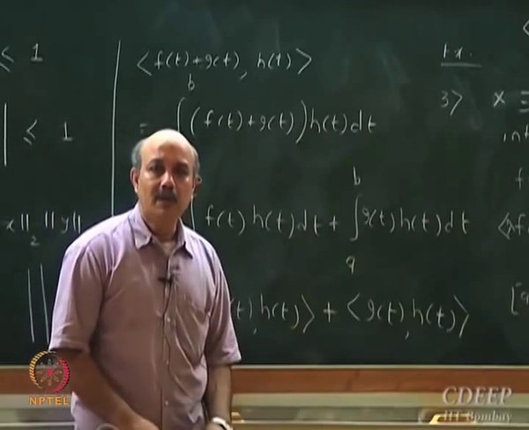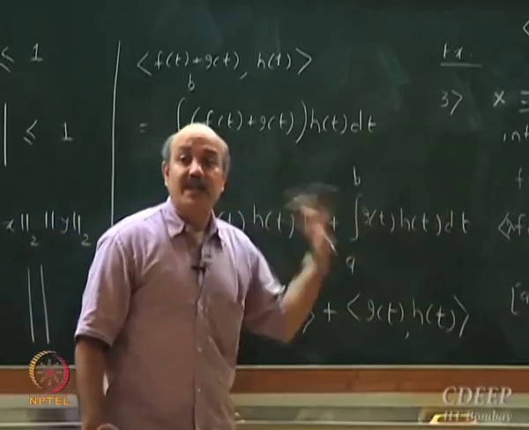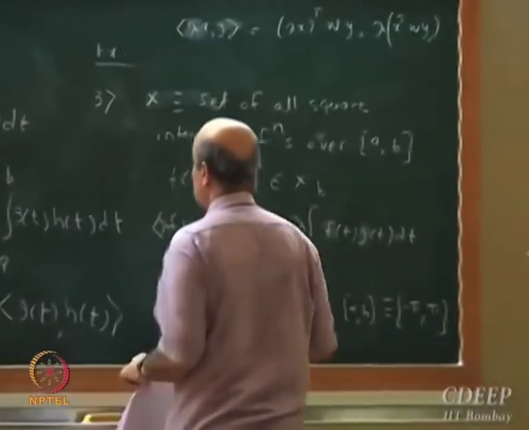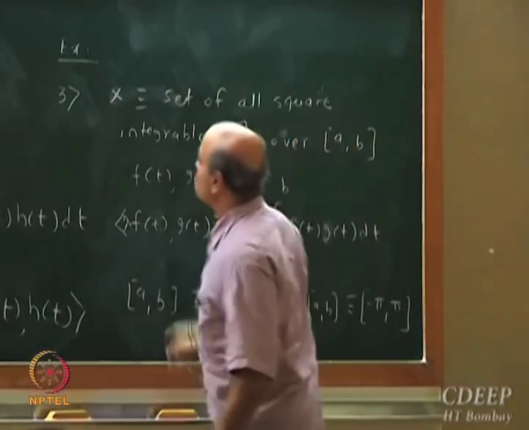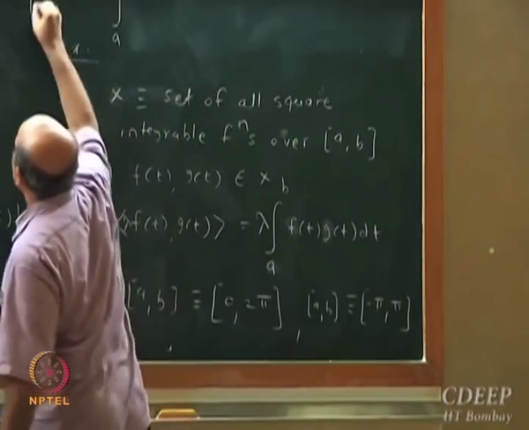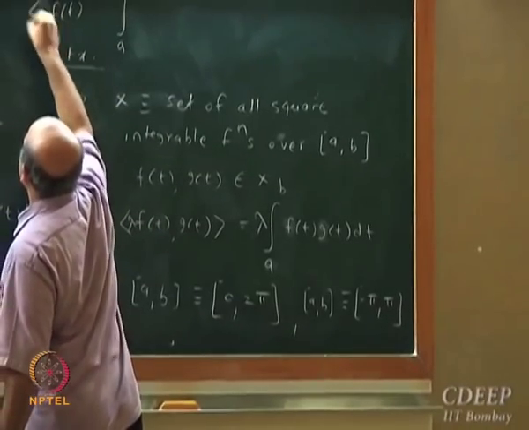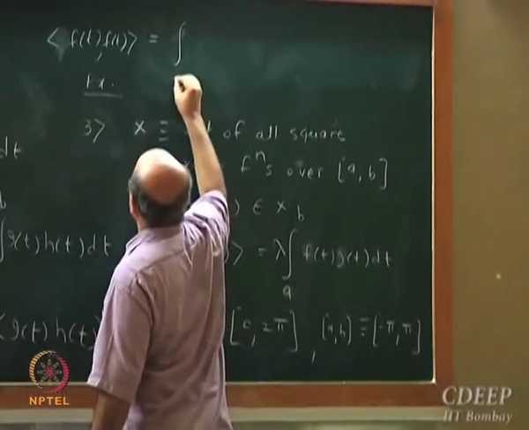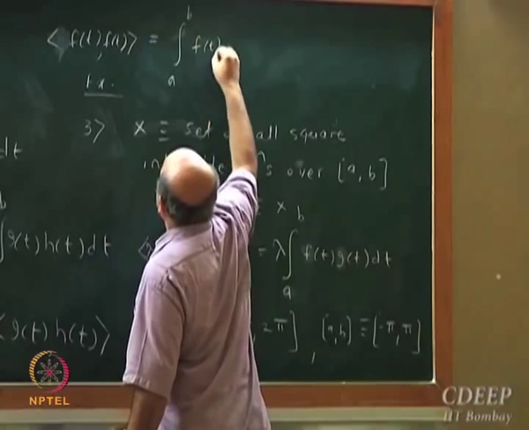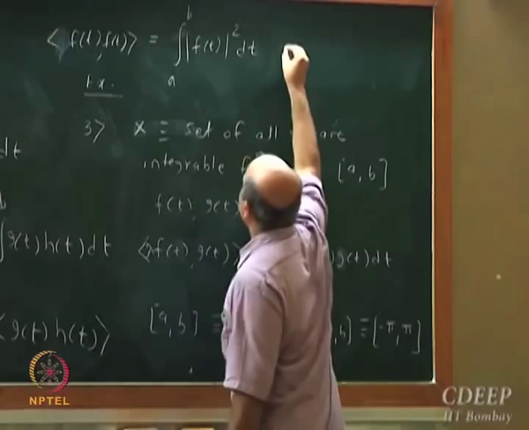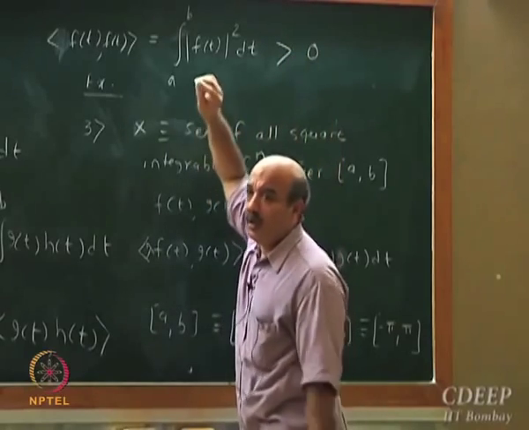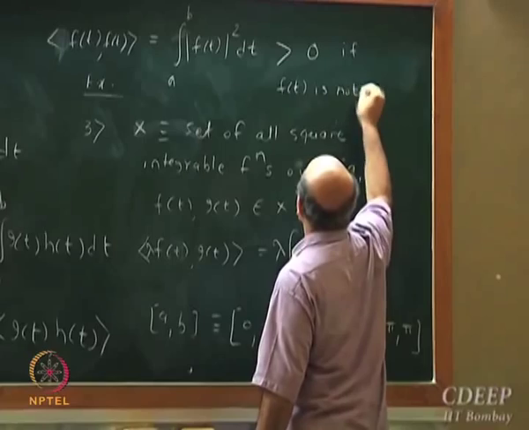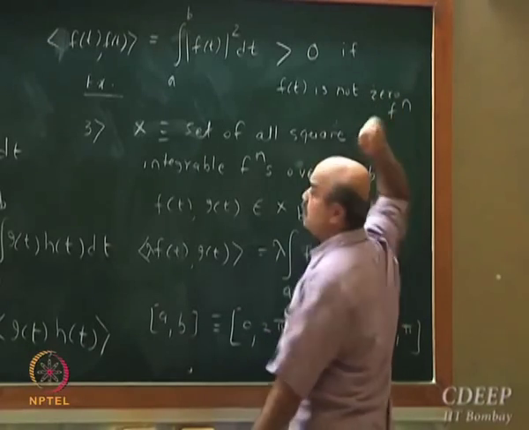What about the fourth axiom? If I take the inner product of a function f with itself, what will happen? Will it always be a positive number? Why? So my fourth axiom is the integral of f(t) with f(t). This is nothing but the integral from a to b of f(t) squared dt, which is always greater than 0 if f(t) is not a zero function. Am I correct?